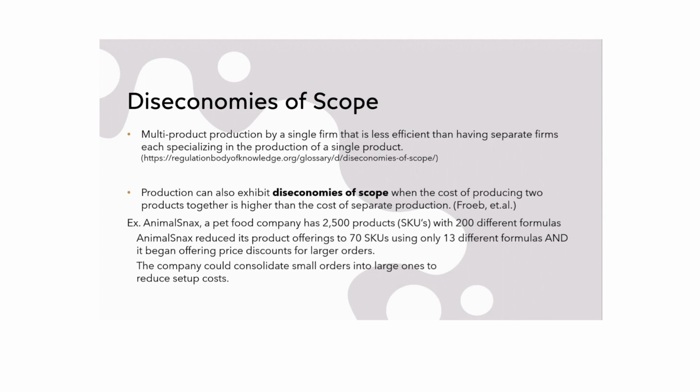Eh, di ba, there are companies that have multiple products. I remember, di ba, si San Miguel Beer conglomerate, ang dami na rin beer yun. So hinihiwalay niya na yan, pinaghihiwalay niya na para maging efficient sila. So each of the business units focuses on their line of business. Production can also exhibit these diseconomies of scope when the cost of producing two products together is higher than the cost of separate production.